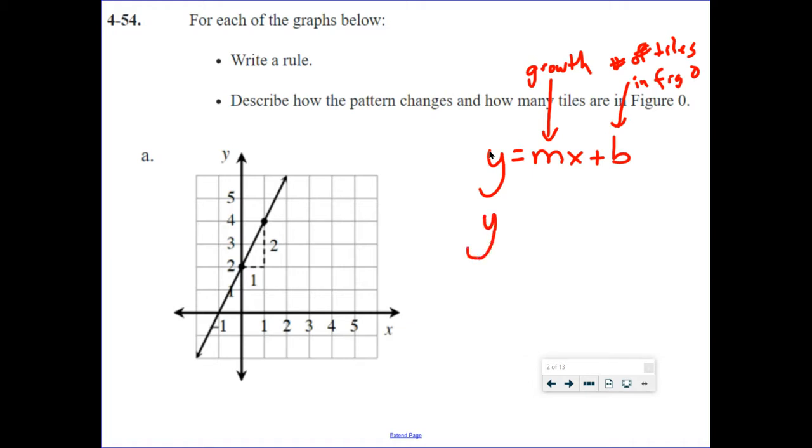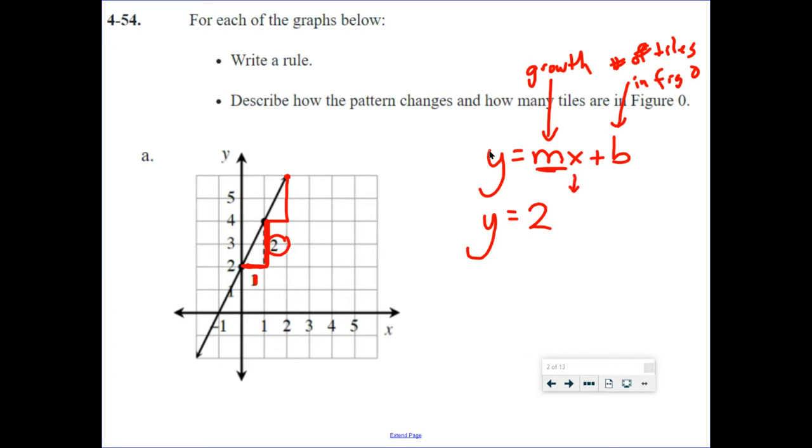Okay, here we go. So I do keep the y the same, but instead of m, I want to see my growth. Remember, growth is how many more tiles am I adding? Now there's a great benefit. They already made what's called a growth triangle for you, which shows that when I went up one figure number, I grew by how much? 2. And if I did that again, I'd go over 1, I'd go up 2 again. So my growth here is 2.